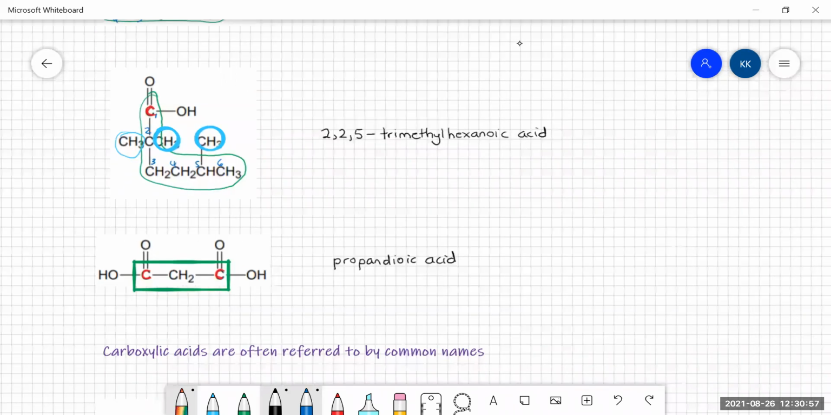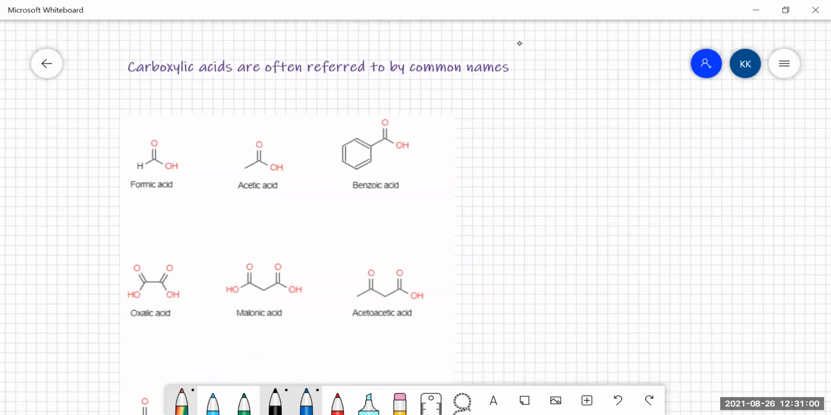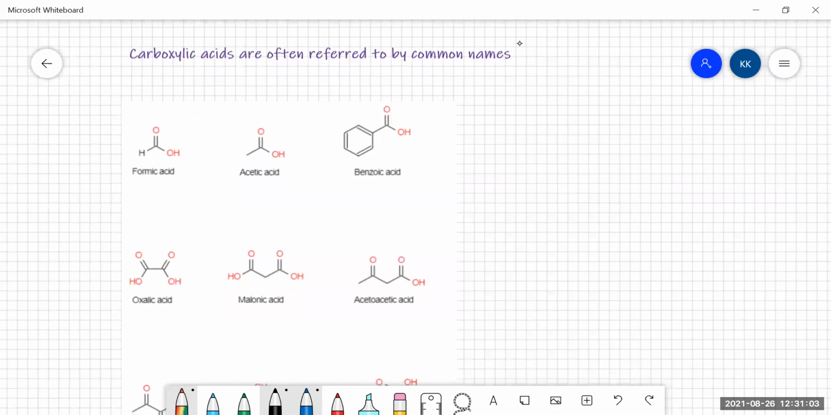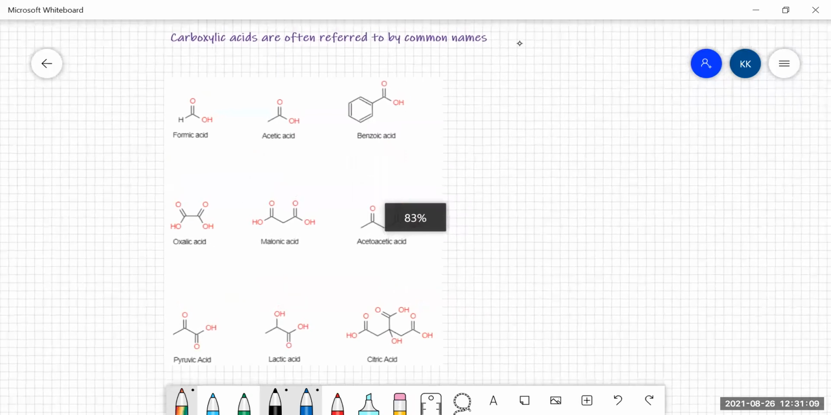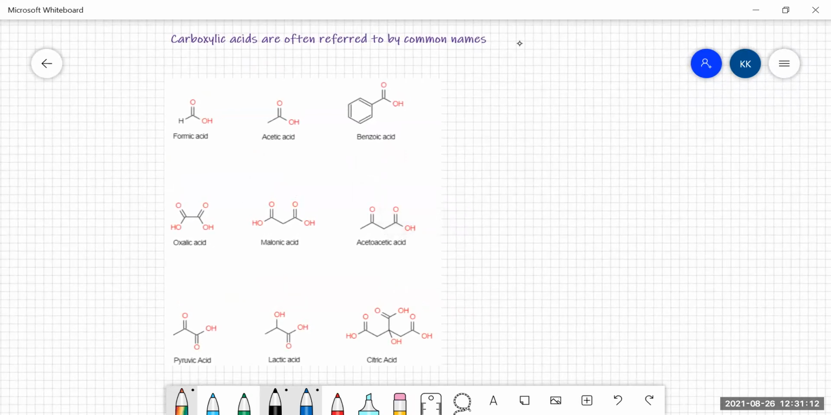Now, one of the things that we come across with carboxylic acids is that they're actually often referred to by common names rather than their proper names. So it's handy to know a few of the common names. Even though we know we are IUPAC namers, we know the rules, we follow the rules, but unfortunately society does not follow the rules in all cases for carboxylic acids. So it would be very useful to know that methanoic acid is called formic acid. I'm sure you already know that ethanoic acid is called acetic acid.